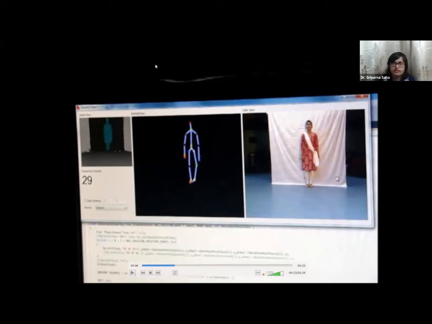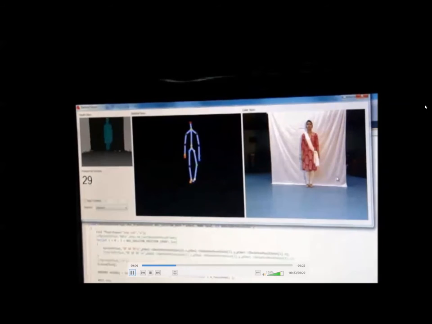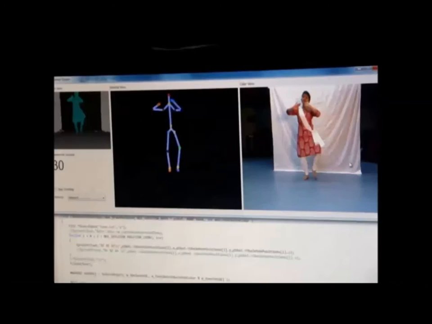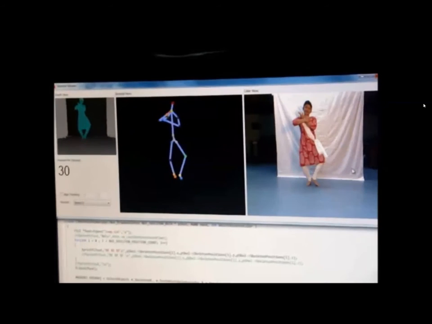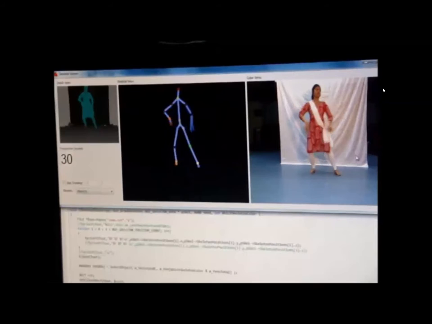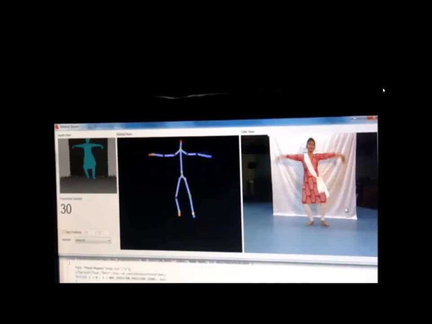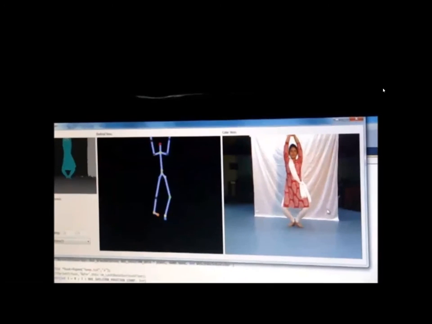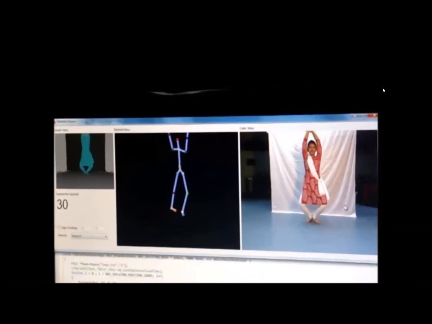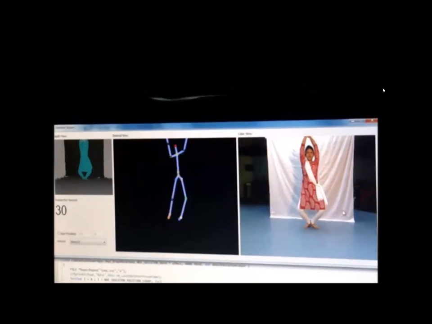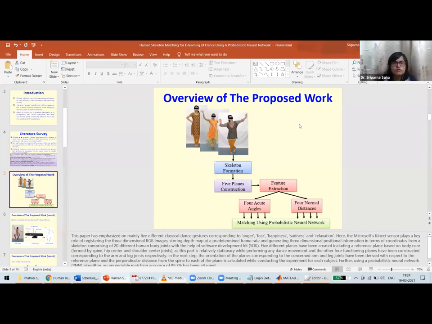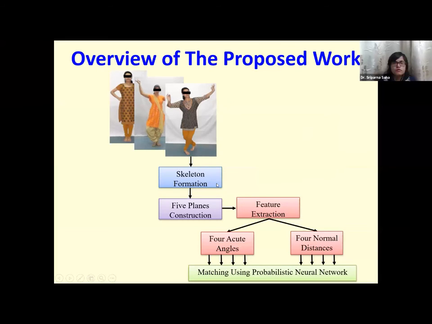So again, we are moving to the particular video. As you can see, the Kinect easily captures the depth and XY information, and the depth and XY coordinates are stored in a file concurrently as they are recorded. So from the video, you can understand that the Kinect is able to capture different complex body joints, and that is how the skeleton is formed.